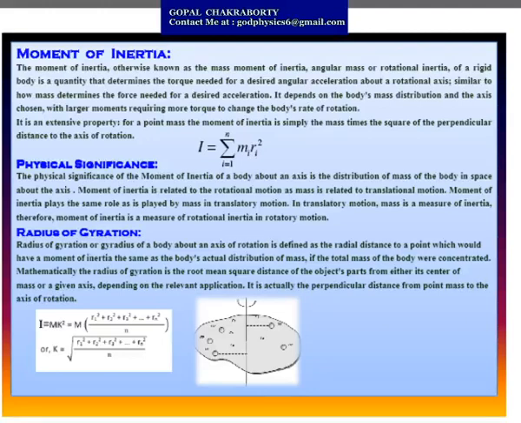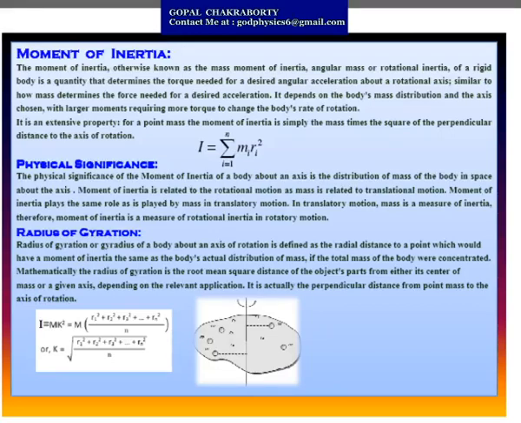Similar to how mass determines the force needed for a desired acceleration, it depends on the body's mass distribution and the axis chosen, with larger moments requiring more torque to change the body's rate of rotation.